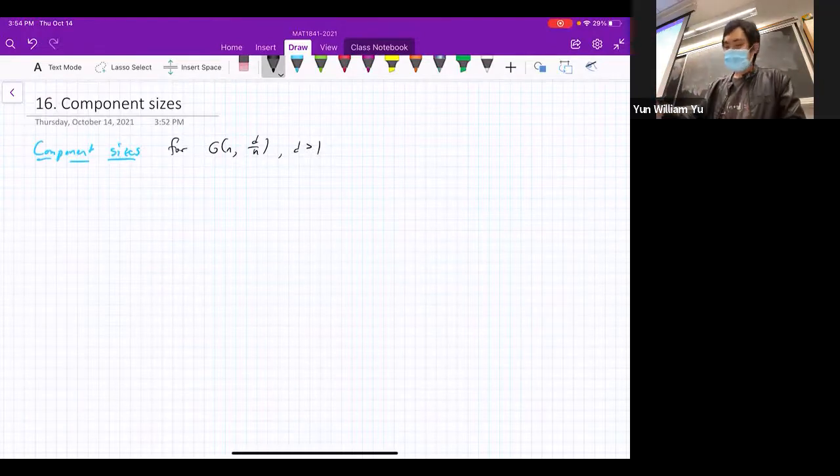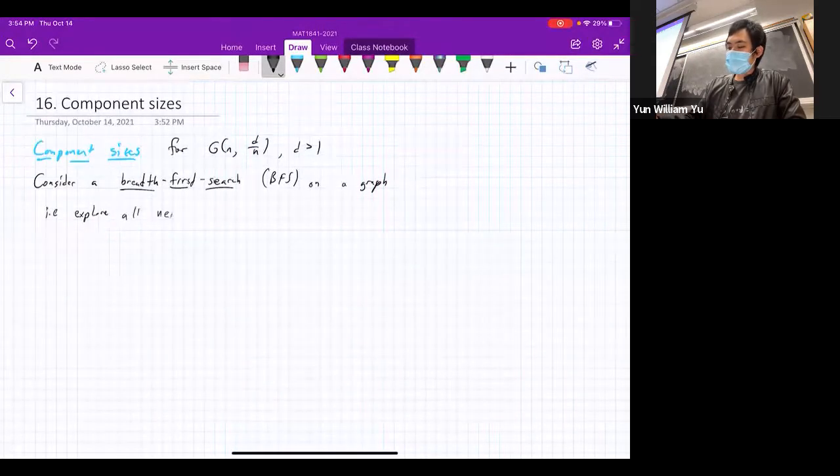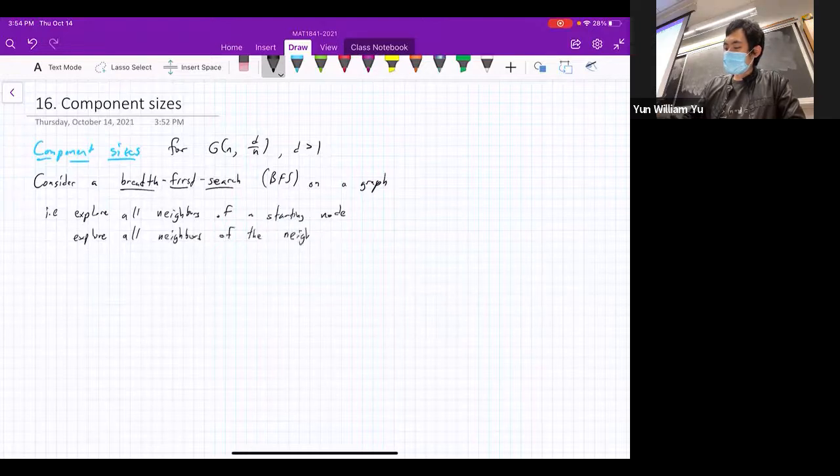Sorry. So let's consider a breadth first search. Some of you may have taken algorithms, and so you'll be familiar with this, but fear not, we will describe what this is. This is a BFS on a graph. The way this works is we're going to explore all neighbors of a starting node, and then we're going to explore all neighbors of the neighbors, and so on recursively.